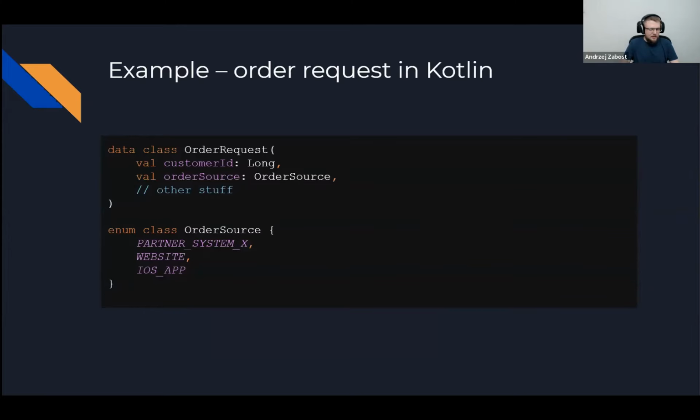Okay, and for now, as you can see, we have 3 different order sources. This partner system X, which sort of indicates some external integration of our system, our website, and perhaps an iOS application. Okay, let's go next.